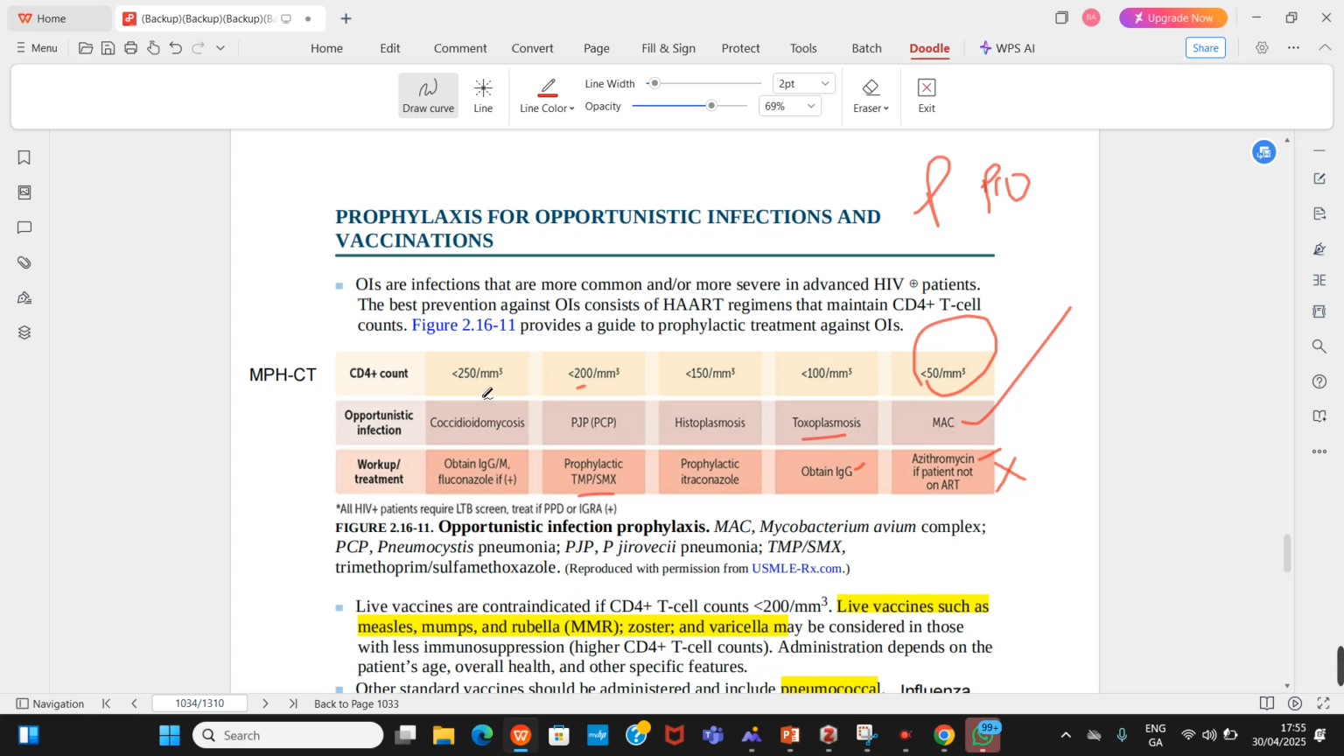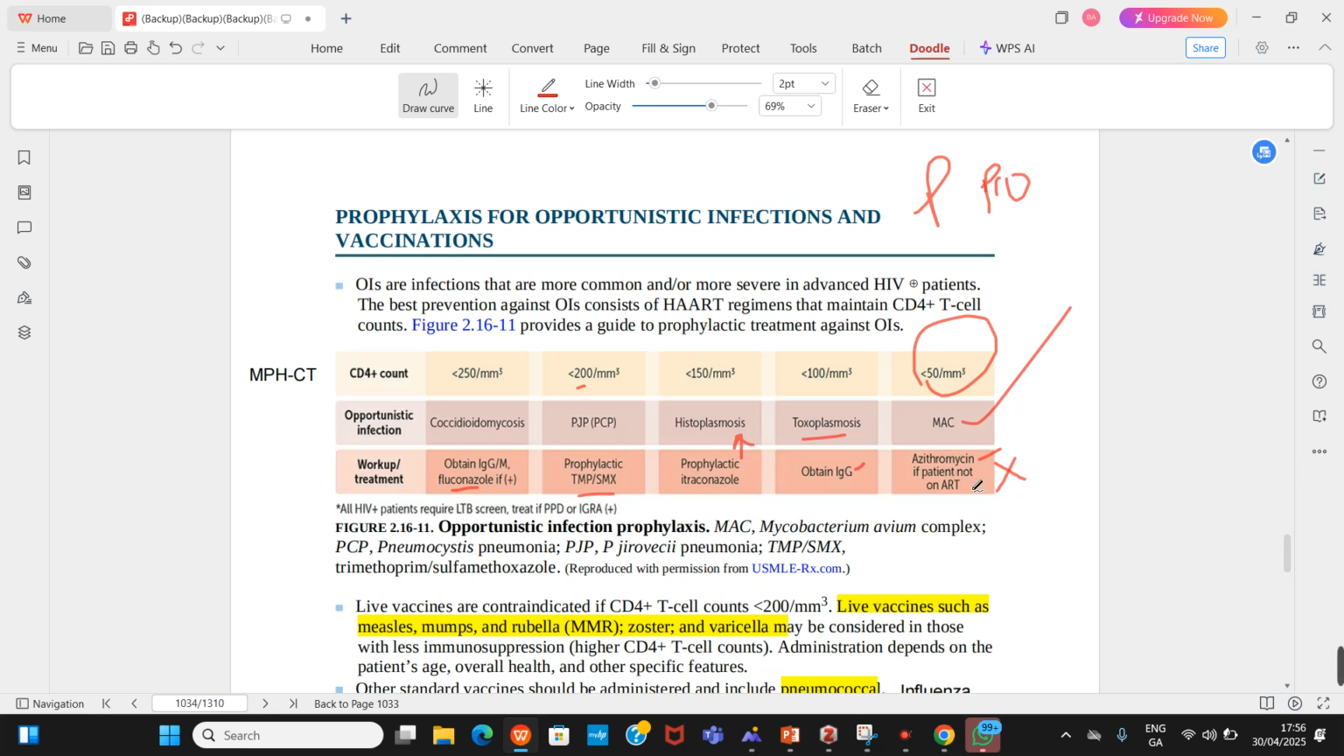If it's less than 250, then you have to obtain IgG for coccidioidomycosis. If it's positive, you can give fluconazole. Very important: give fluconazole because the person had a previous infection or latent infection, so it can reactivate. Histoplasmosis, you don't need to do any screening. Just give prophylactic itraconazole if it's less than 150. Less than 250 for coccidioidomycosis after your IgG or IgM is positive.